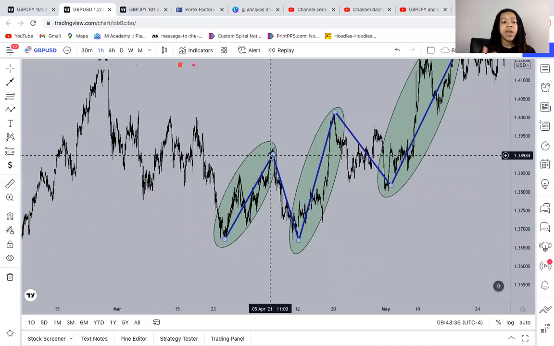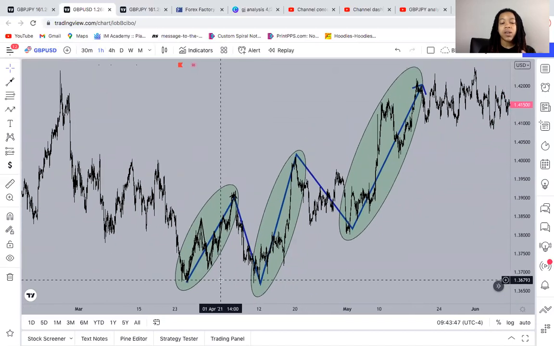Impulse move. Think of impulse. If you do something impulsively, you do it fast, you do it without really too much thought. It's natural. It happens quickly. So when we're looking at an overall trend, the impulse move is going to be that bigger move, that overall move inside the market.